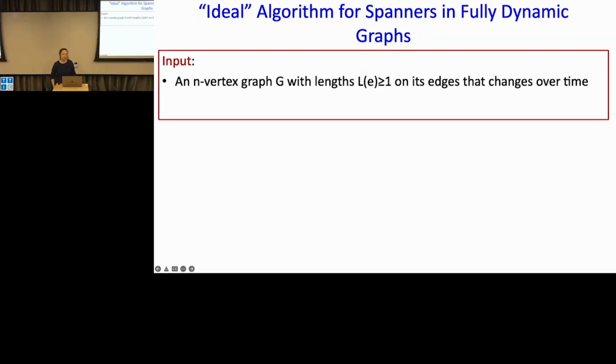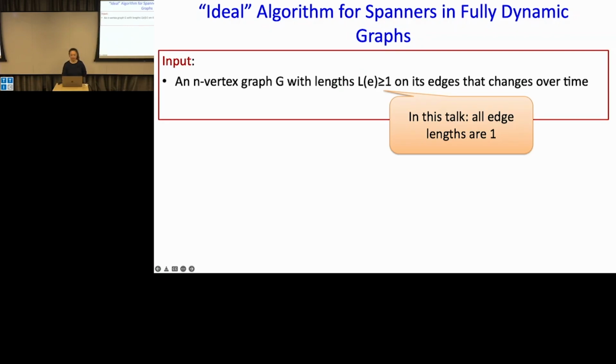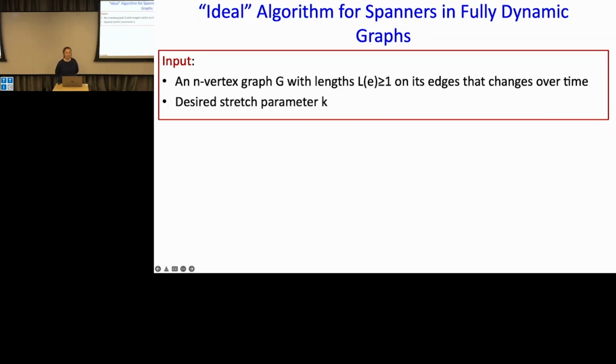As a reminder, we're given an n-vertex graph G with lengths on edges that changes over time. In the rest of the talk, for simplicity, I'm going to assume that all the edge lengths are 1. It doesn't make any difference in these algorithms, it's just easier to talk about it like this. And we're also given a desired stretch K.